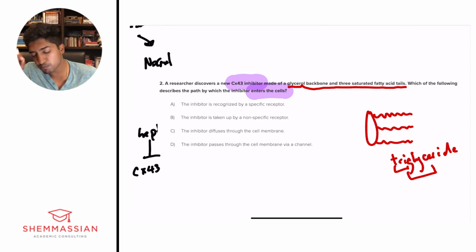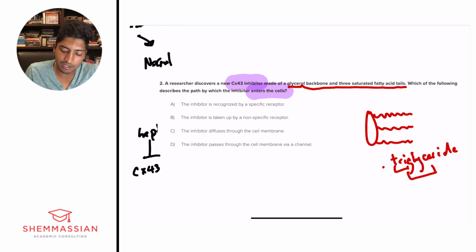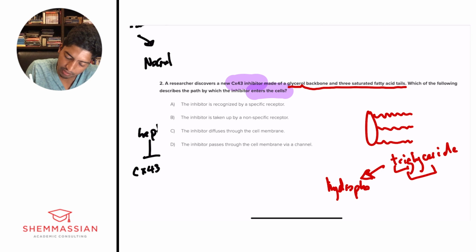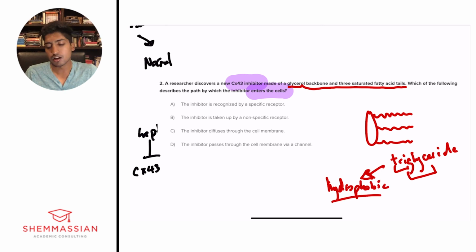And what is a staple important quality about a triglyceride? We should know that it is very hydrophobic, nonpolar, all of the above, right? And so how do triglycerides get through the cell? If they're nonpolar and hydrophobic, they are able to diffuse straight through the cell. Nonpolar molecules can get through the cell membrane without need of a receptor or a channel, right? And so with that, we can eliminate A, B, and D pretty immediately, right?